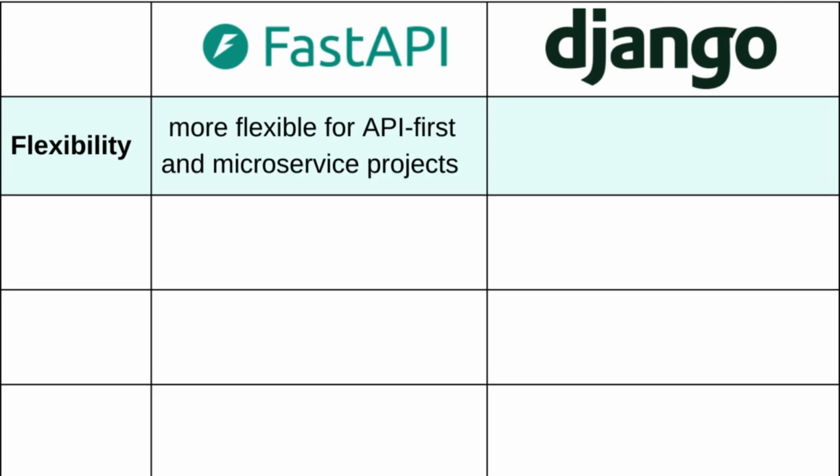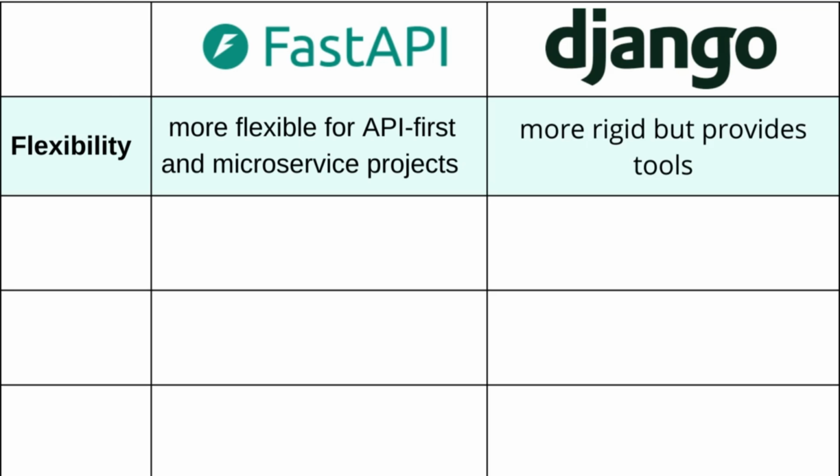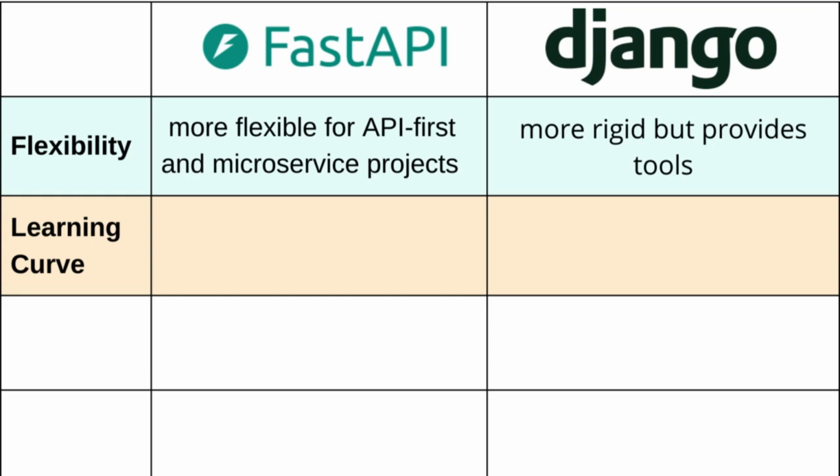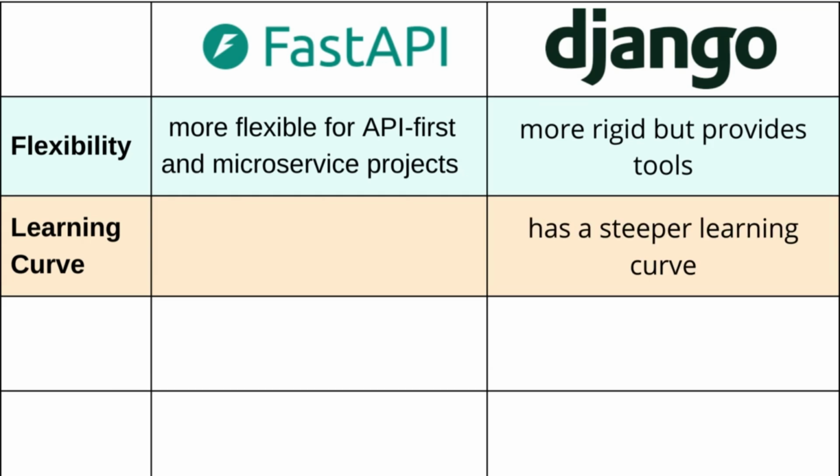Flexibility. FastAPI is more flexible for API-first and microservice projects, while Django is more rigid but gives you all the tools you need for full-stack development. Learning curve. Django has a steeper learning curve due to its many built-in features, while FastAPI is easier to pick up if you're familiar with Python's async programming.